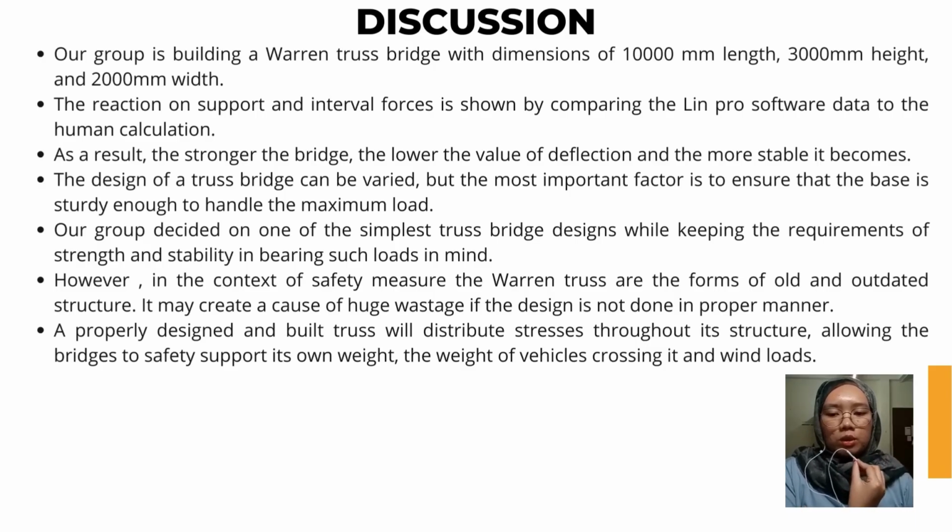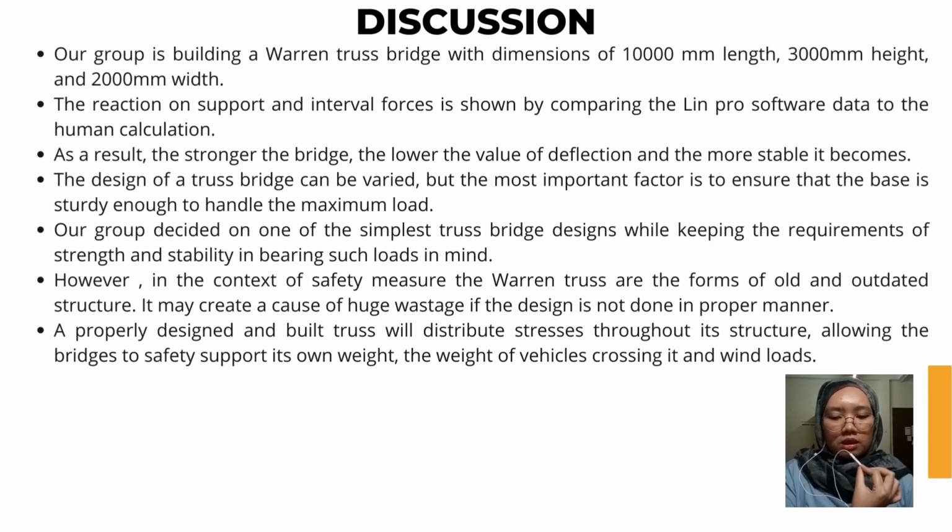Our group is building a Warren truss bridge with dimensions 10,000 mm length, 3000 mm height, and 2000 mm wide. Direction on support and internal forces is shown by comparing the LinPro software data to the hand calculation. As a result, the stronger the bridge, the lower the value of deflection and the more stable it becomes. The design of a truss bridge can be varied, but the most important factor is to ensure that the base is sturdy enough to handle the maximum load.